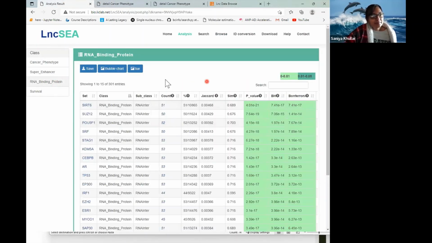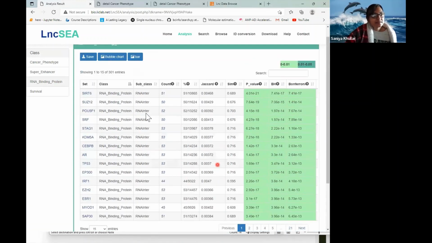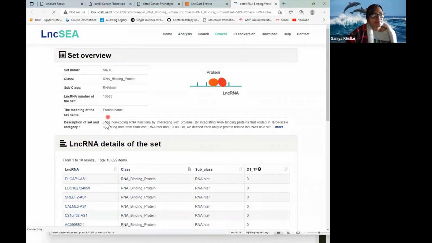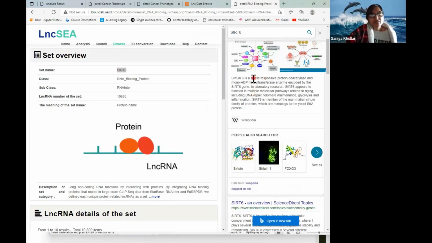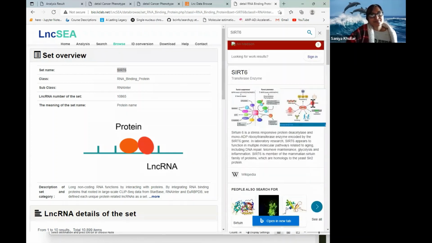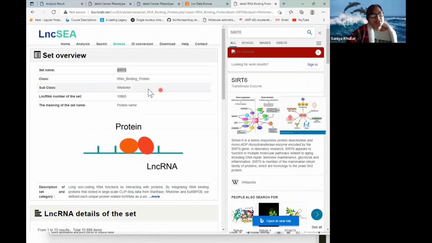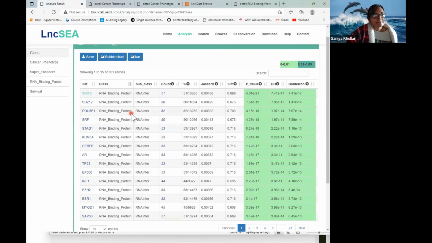We can also look up RNA binding proteins that are significantly enriched, SIRT6. Oh, that's interesting. It's a stress response protein deacetylase and mono-ADP-ribosyltransferase encoded by the SIRT6 gene, molecularly related to aging. Yep, it's a sirtuin. That's what I figured. Sirtuin family of proteins. So it's related to aging as well. So that's interesting. RNA binding, and it's related to 51.